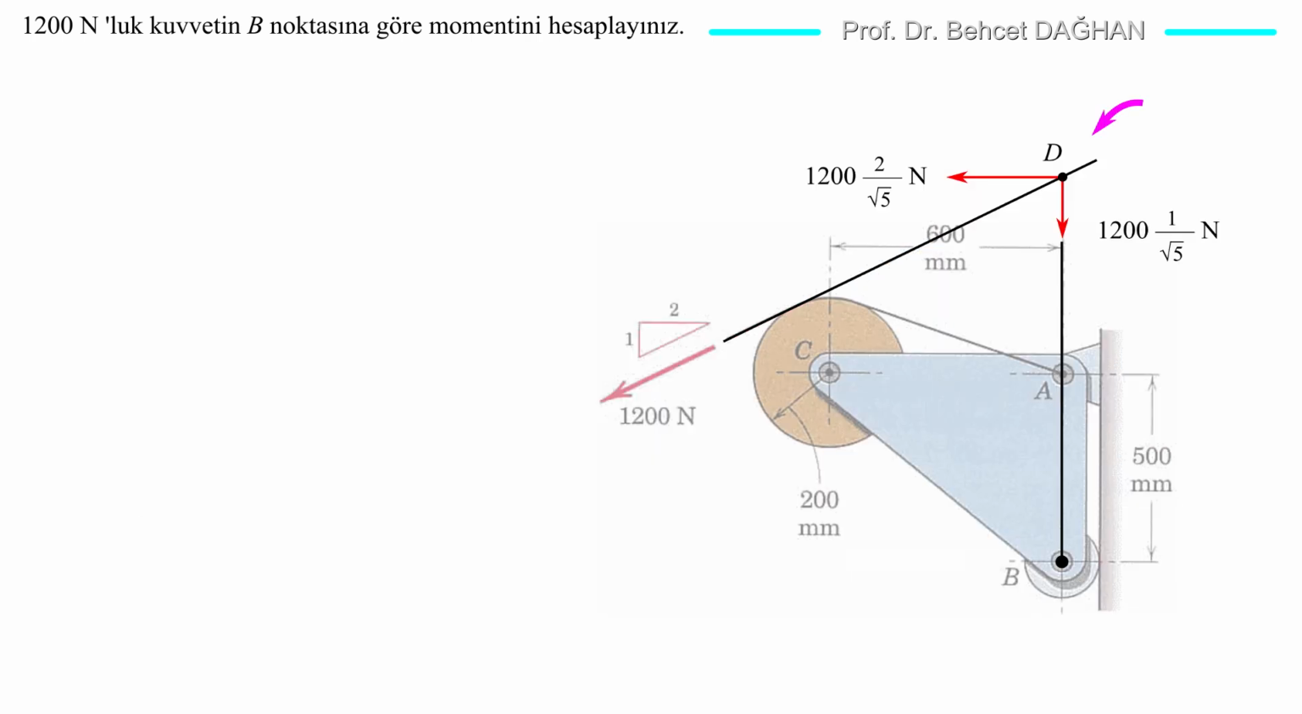Finally, we shift the force along the line of action, so this time, the vertical component passes through point B. This time, the vertical component doesn't create a moment. Only the horizontal component has a moment. If we find the moment of the horizontal component, we will find the moment of 1200 newtons. The moment arm of the horizontal component is the distance BD, the length we're looking for. Let's find the distance BD. AB is given as 500 millimeters. Therefore, we'll find AD. Let's find AD.